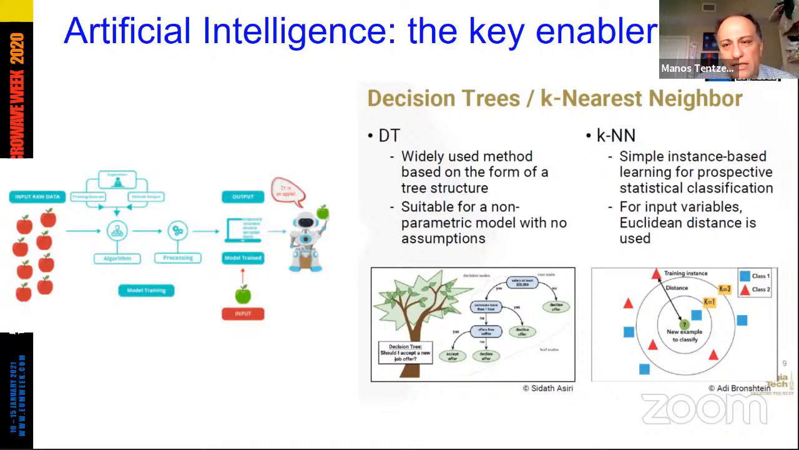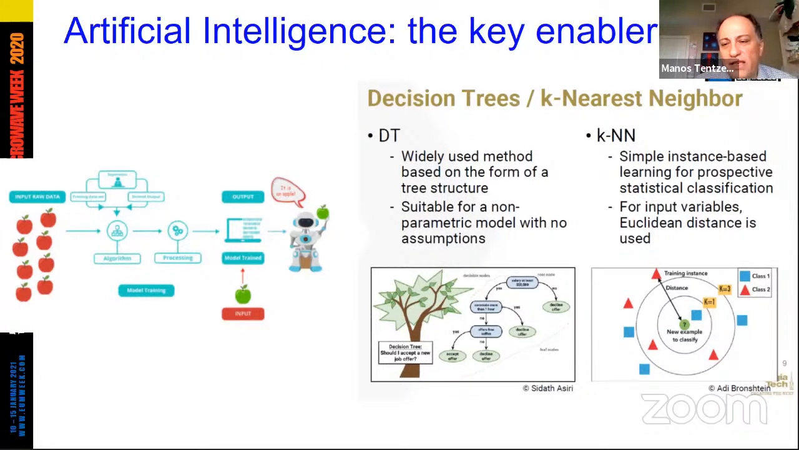Now, on the other side, if we have some prior information, or let's say some extensive set of preliminary simulations or demonstrations to train your system, the K nearest neighbor, or KNN, has been quite effective. It is simple instance-based learning for prospective statistical classification. For input variables, you train and utilize the Euclidean distance.